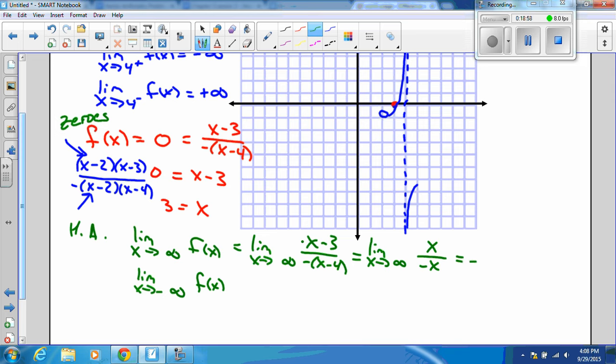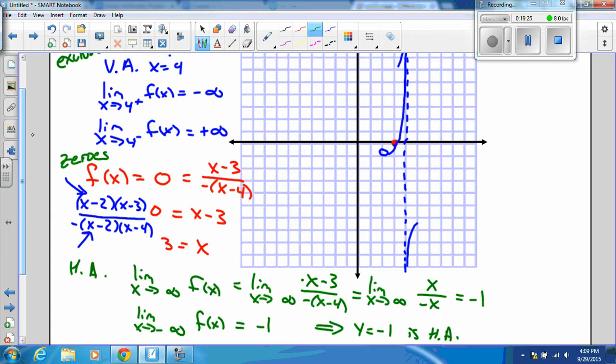Notice that the end model here is x on the top and negative 1 times x on the bottom, and that gives me negative 1. And if you remember what I said in class, for rational functions, the limit as x goes to negative infinity will always be equal to the limit as x goes to positive infinity, and we have negative 1 for both. And this indicates to us that y equals negative 1 is a horizontal asymptote.